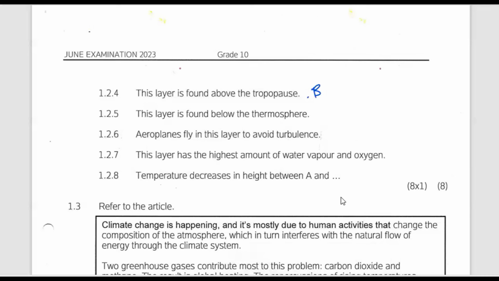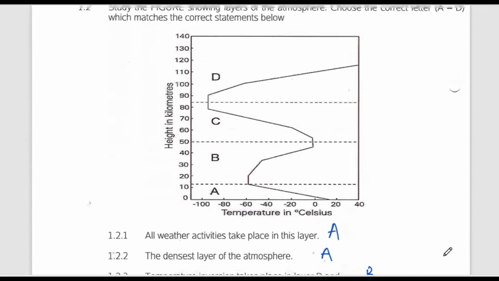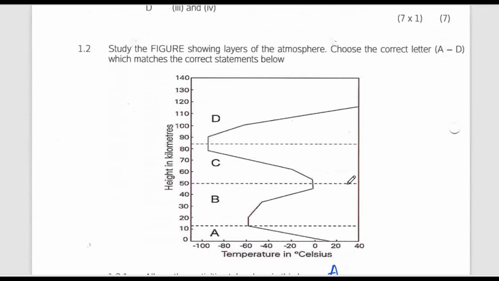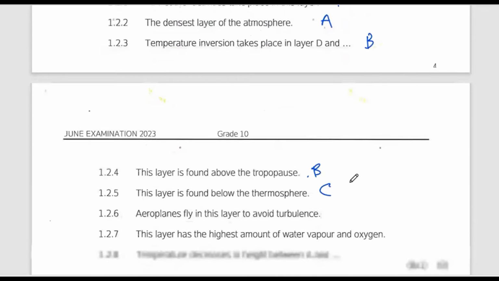It's B. From troposphere, which is layer A, we go to the tropopause, which is the boundary. Then we go to layer B. This layer is found below the thermosphere. Below the thermosphere, our correct response is C. Remember, the thermosphere is the one at D, which is the last layer here where there is positive temperature profile. So C is the one which is below.